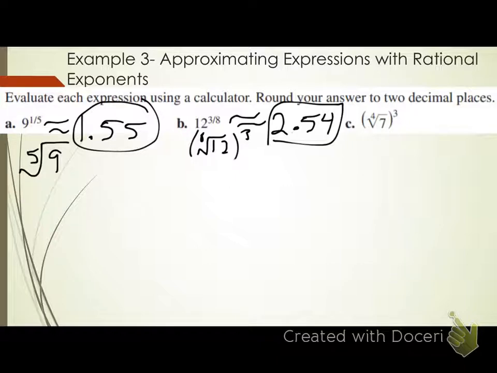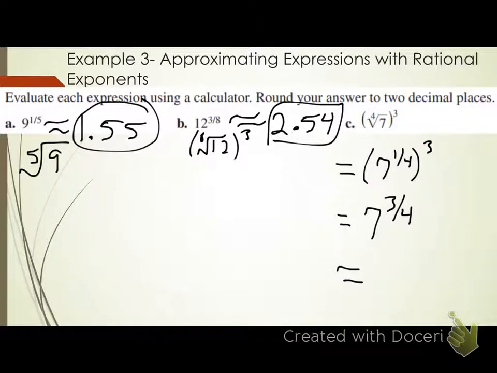Letter C, I have the 4th root of 7 raised to the 3rd power. If I wanted to, I could type it in my calculator like this. What's another way to write it, though? 7 to the 3/4. I could even do it like this. I could type it in my calculator any of those 3 ways. Here, here, or here. Okay? So what is 7 to the 3/4, or the 4th root of 7 to the 3rd power? 4.30.